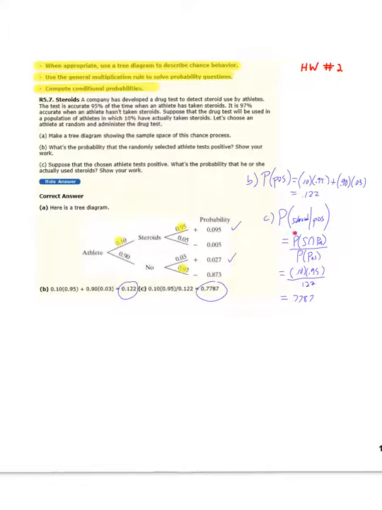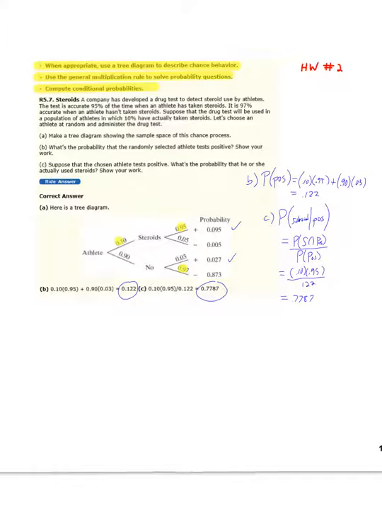So in the conditional probability formula, we taught you the other day to put the intersection of the two over the given. So steroids and positive, that numerator comes from multiplying the top set of branches, and the denominator, P(positive), comes from the answer we just got in part B. So we take those two and divide, and we have a 0.7787.